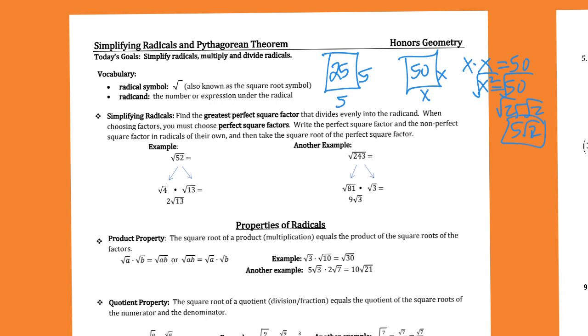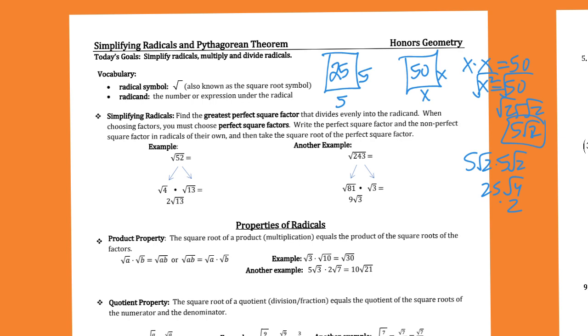Let's check it. What if I take 5 root 2 times 5 root 2? I get 25 root 4. Square root of 4 is 2. When you take 25 square root of 4, that means 25 times the square root of 4, which is 25 times 2, which does give us 50. So if you have a square with both sides being 5 square root of 2, their area would make 50. And so squares and square roots are related to each other.